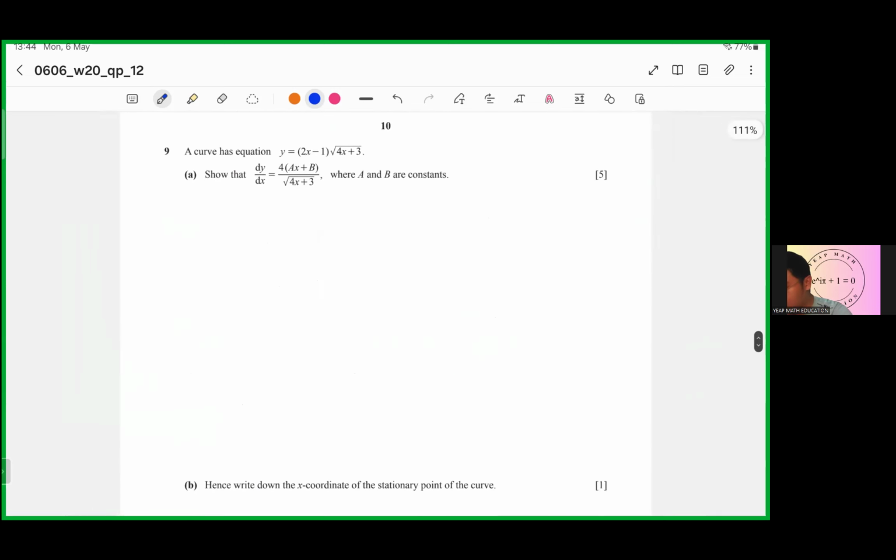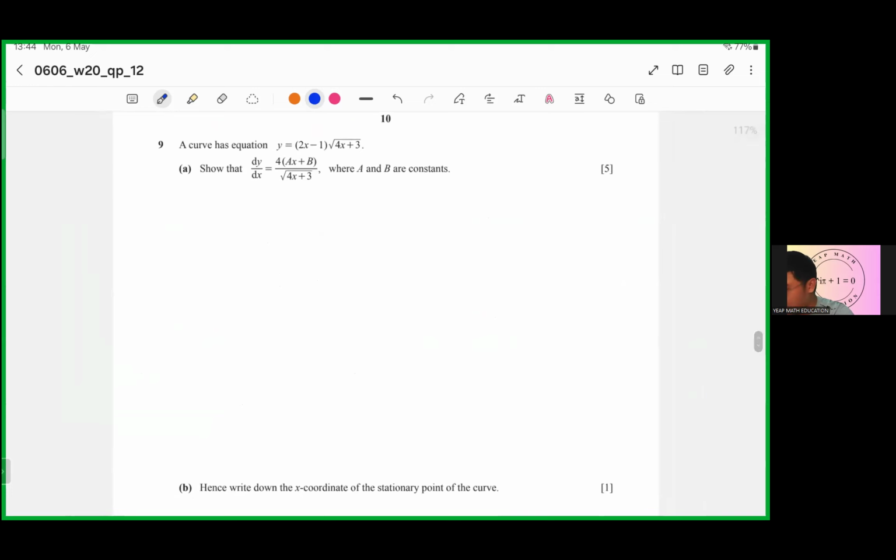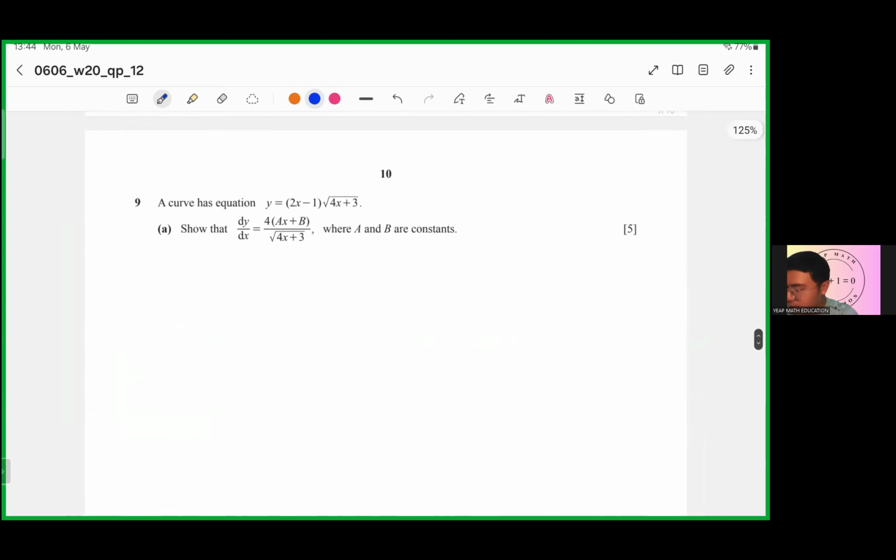Question 9. A curve has equation y equals (2x minus 1) square root of (4x plus 3). Show that dy/dx equals 4(ax plus b) over square root of (4x plus 3), where a and b are constants. You need to make sure it is in this form. So how do we do it? We directly use the product rule to find it.